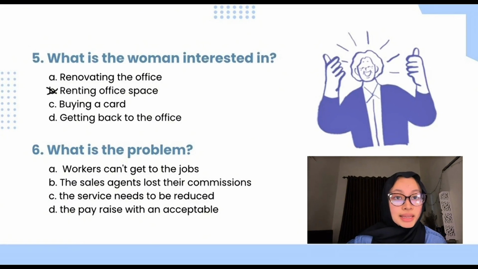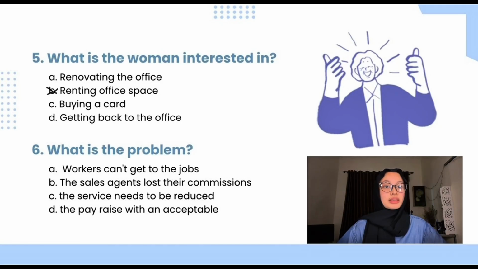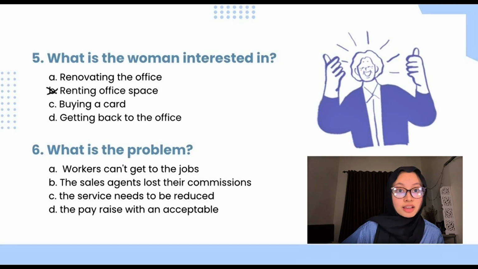And now you can eliminate something that you can hear. Like B, we didn't hear anything about sales agents, right? So we can cross that out. So B is not the answer. C, the service needs to be reduced. We heard something about service, but we didn't hear about anything that is needed. So we can cross that out too. B and C are not the answer. And D, the pay raise wasn't acceptable. We heard something about pay, but it is not a raise. It's actually about not getting paid. So lost money. So we can cross out D.